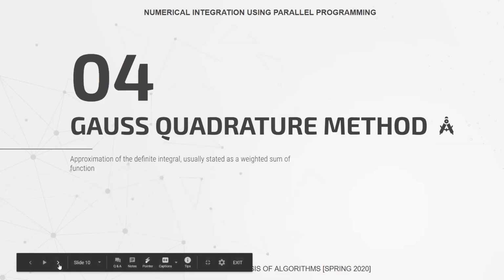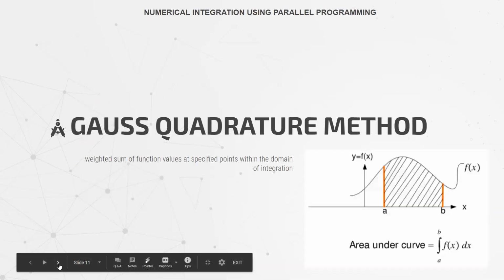Next, I would like to talk about the Gauss quadrature method. In numerical analysis, a quadrature approximation of the definite integral of a function is usually stated as a weighted sum of function values at specific points within the domain of integration.